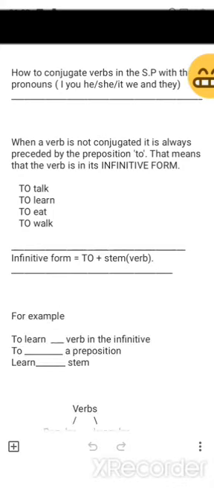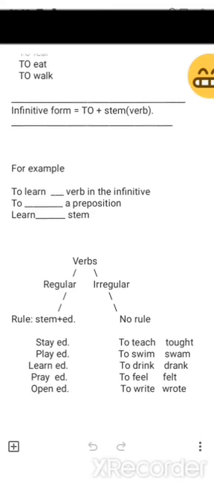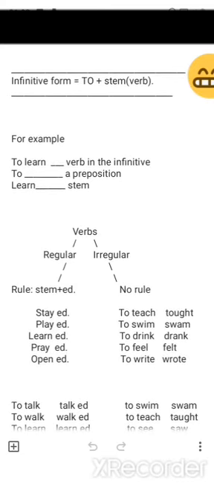Nice. First of all, we have to know that when a verb is not conjugated, it is always preceded by the preposition to. For example, to talk, to learn, to eat, to walk. That means that the verb is in its infinitive form. And here is a simple equation for us to understand better. Infinitive form equals to plus stem.